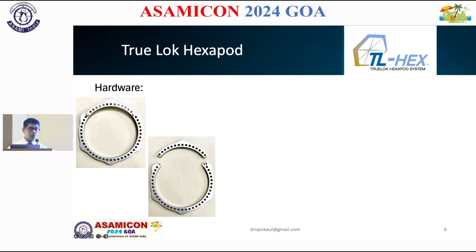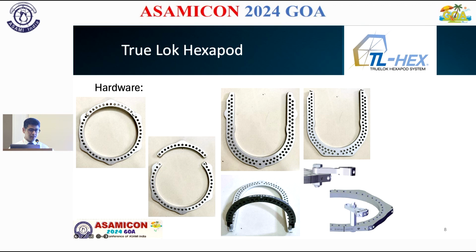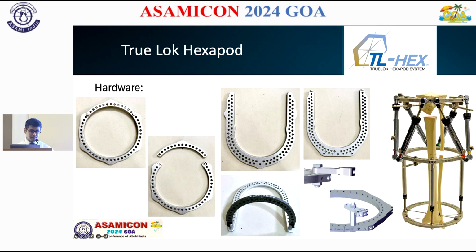Now we come to the True Lock hexapod system, which is marketed by Orthofix from Italy, and it consists of these aluminum rings with a detachable 3/8 portion, like so. It has a foot ring with a radiolucent arch. It has a U-ring and an extension clamp. And these are put together like so.